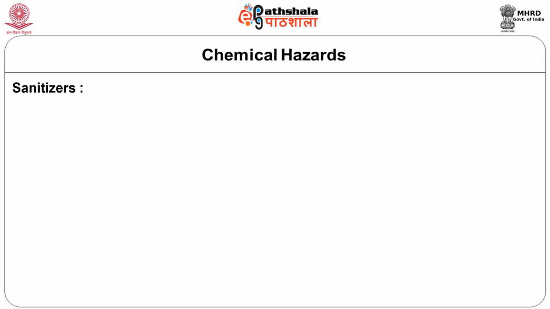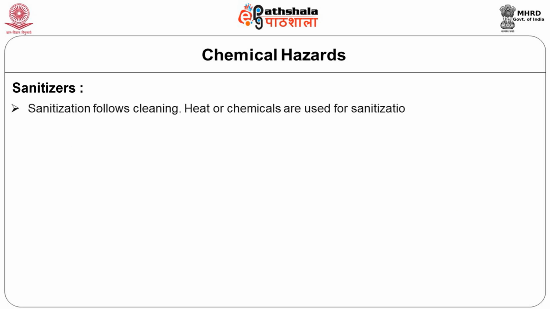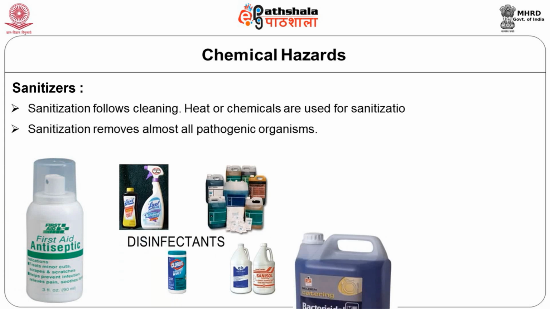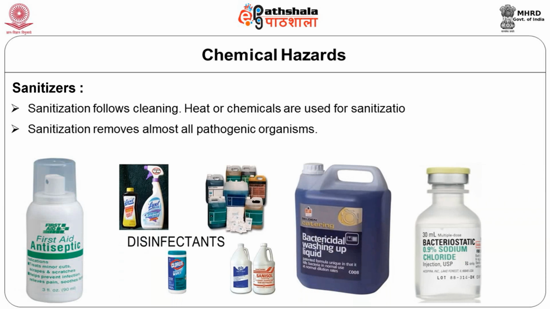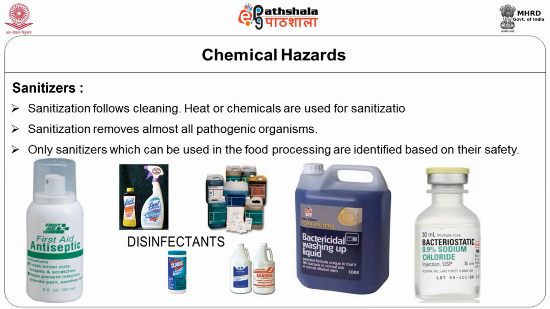Sanitization follows the cleaning. That means you have to remove all the biological pathogens and other things likely to be there after cleaning, and heat or chemicals are used for sanitization, which removes almost all the pathogenic organisms. Chemicals like antiseptics, disinfectants, bactericides, and bacteriostatic agents are used in the food industry for sanitization. Hence again the residues should not become health hazards. Only sanitizers identified based on their safety and approved can be used in food processing.